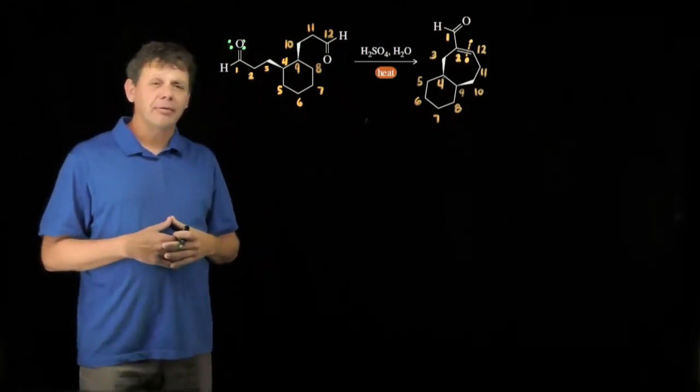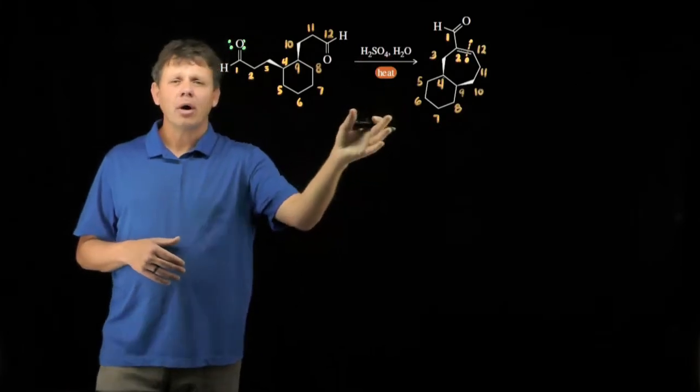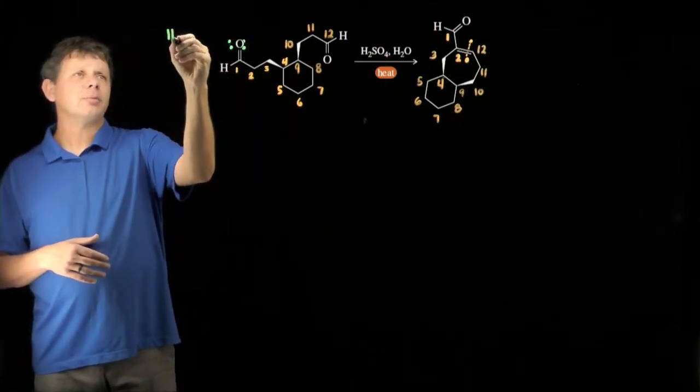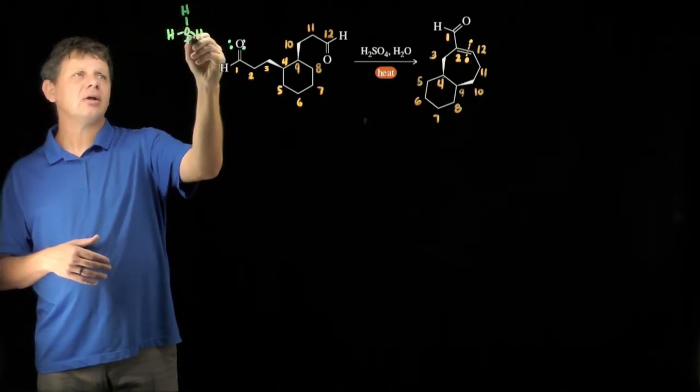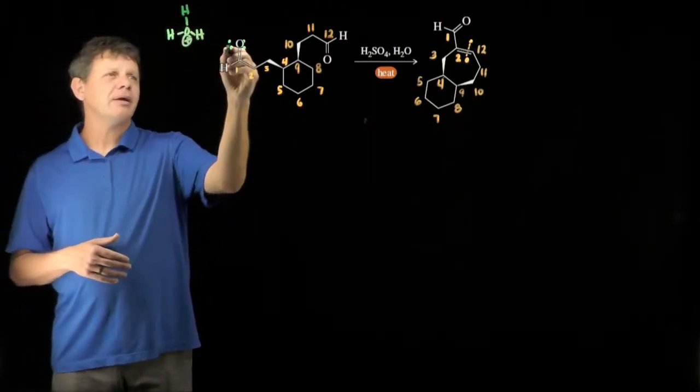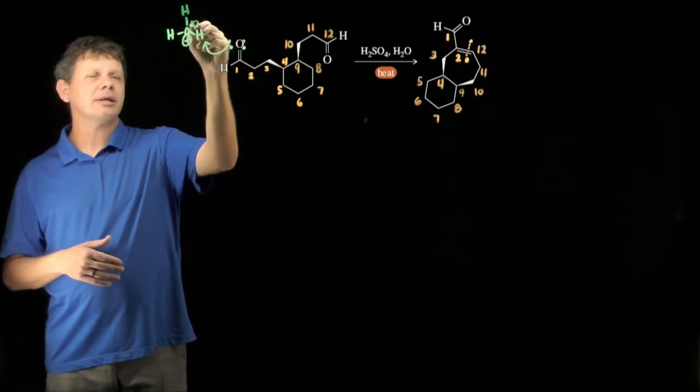So looking at the reaction, sulfuric acid and water are going to combine to make H3O+, and we're going to start by making the enol. So we need to make the enol at carbon 2. We'll do that by first protonating the carbonyl.